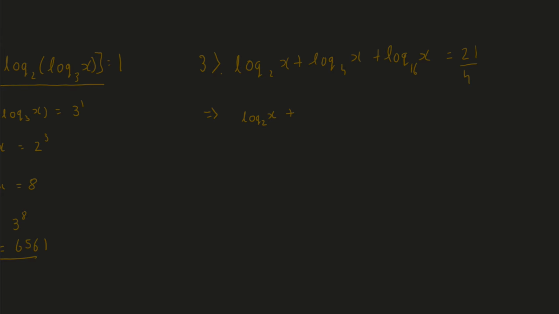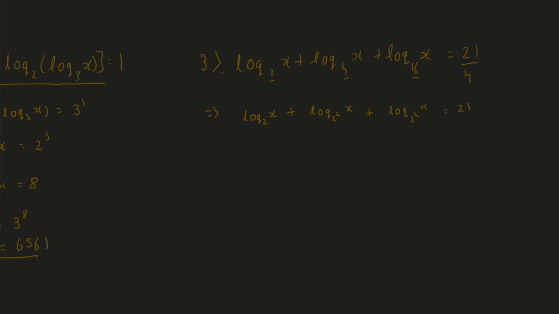One common theme we can observe here is that all the bases 2, 4 and 16 are going to be the powers of 2. So let's write it that way. Log x to the base 4 can be written as base 2 squared, plus log x to the base 16 can be written as base 2 raised to 4, and this equals 21 upon 4.